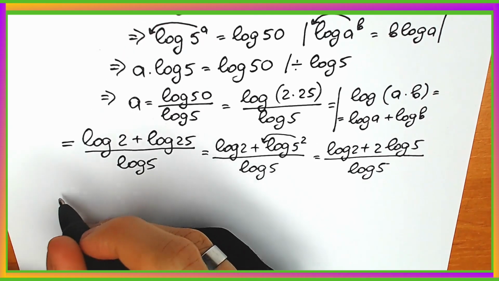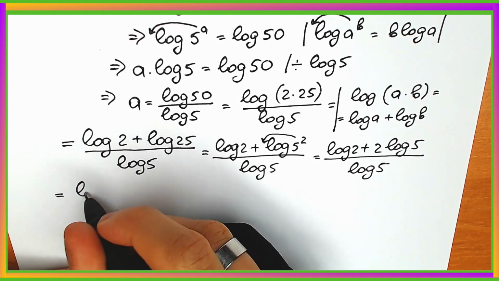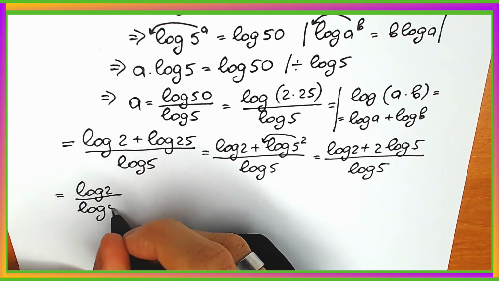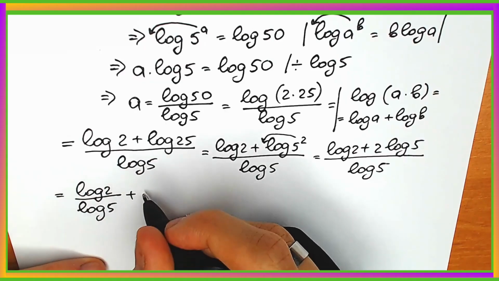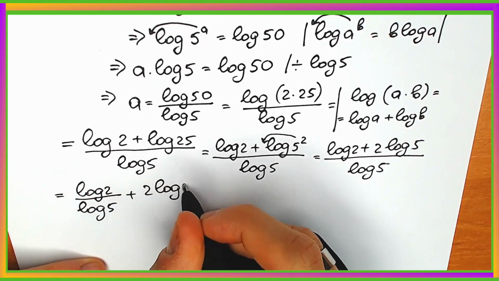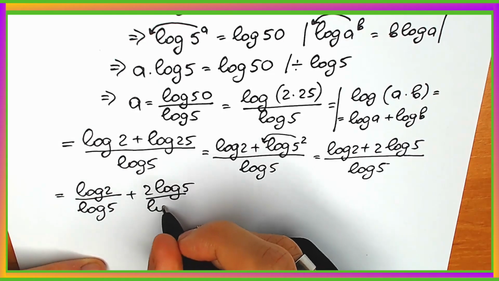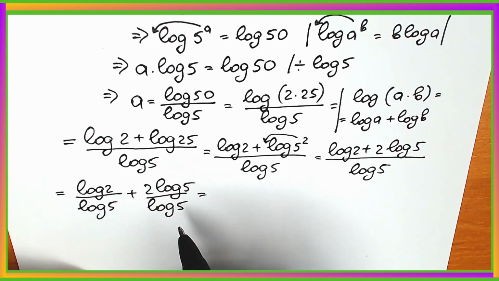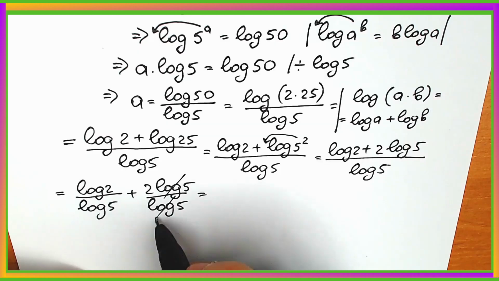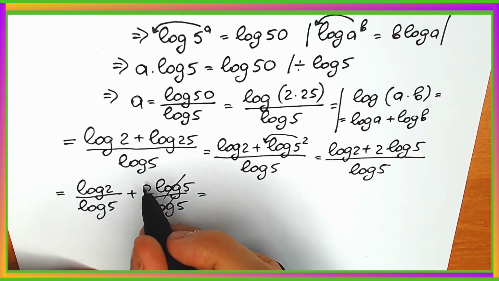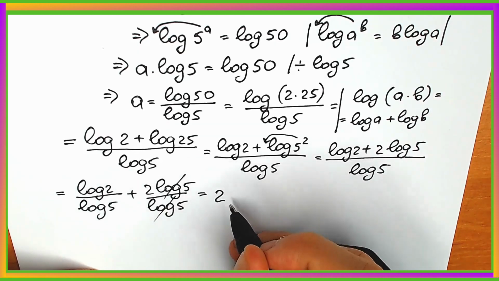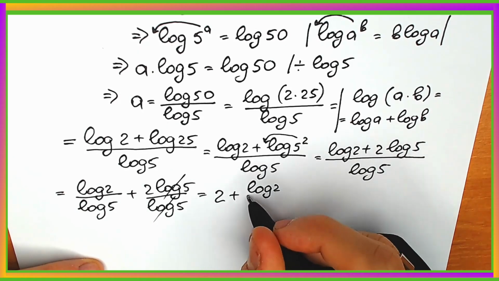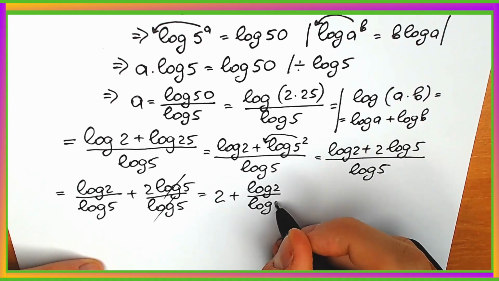This is our common denominator. So as a result we have log 2 over log 5 plus 2 log 5 over log 5, and that's it. Right now this log 5 we can easily cancel, so we can easily cancel this expression, and I'm going to start with this 2 in the beginning. So we have 2 plus this expression log 2 over log 5, and this is our final answer.